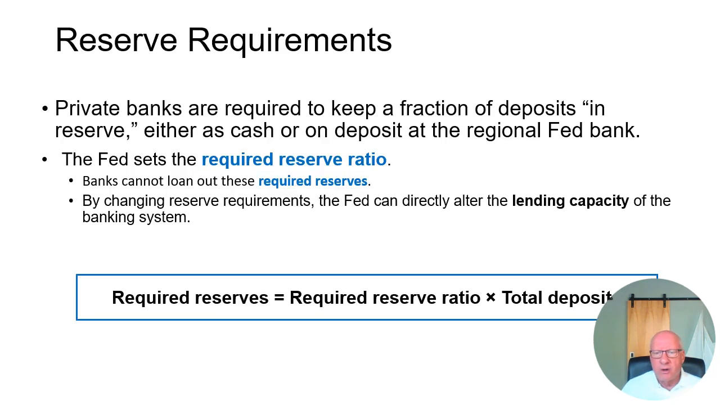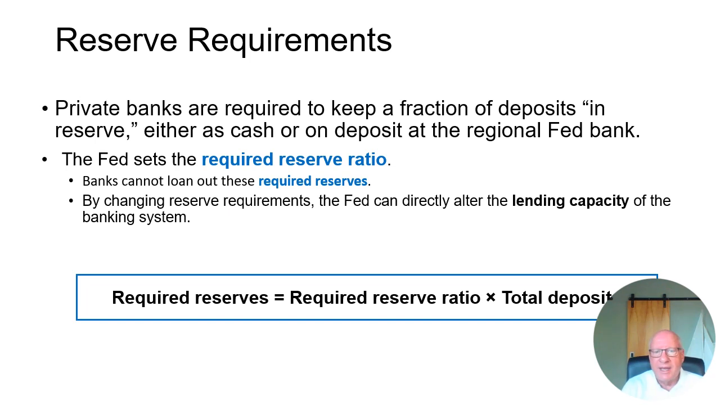Now, as we've pointed out earlier, back in Chapter 13, private banks are required to keep a fraction of their deposits in reserve, either as cash or as a deposit at a regional Federal Reserve bank. The Federal Reserve sets the required reserve ratio. Remember, banks cannot lend out these required reserves. By the very definition of them, they are required to be kept in reserve, in cash, or as a deposit at the Federal Reserve Bank, where they cannot be lent out. So banks can lend out the excess amount of reserves they have, but they cannot lend out the required reserves.